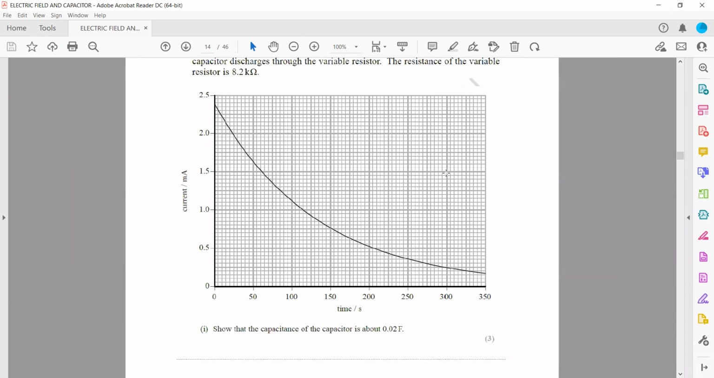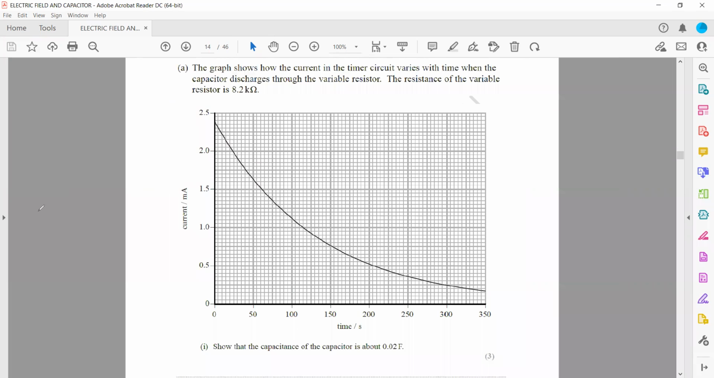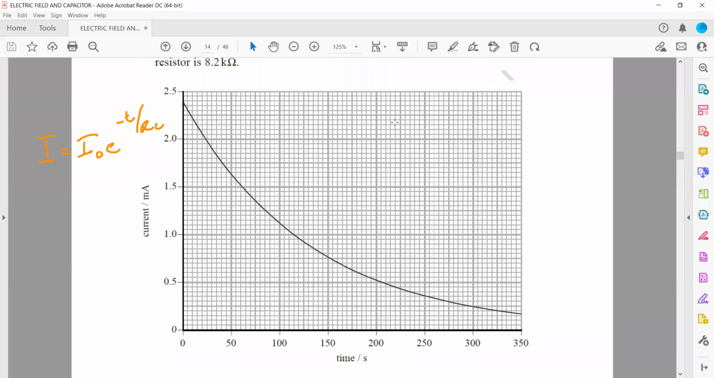So we want to show that the capacitor which is used here for discharging has a capacitance of about 0.2 microfarad. Because the graph is there with the current, we can use the formula I equals I naught e raised to power minus t over RC. And whenever you're using a graph, you should show your working. You should draw the lines, the points which you are taking on the graph. So what is the maximum current in this? The highest current, which is I naught here.